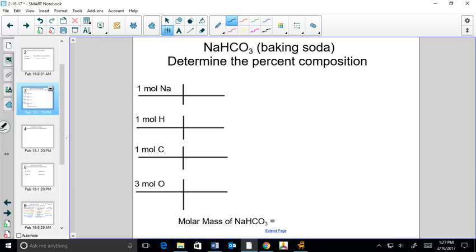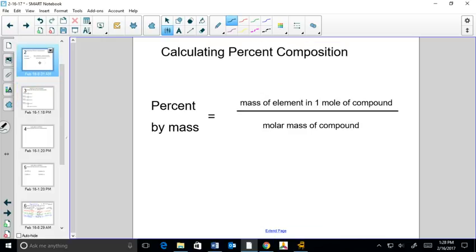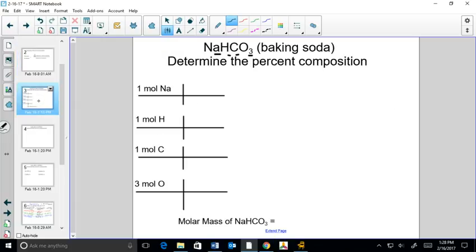So let's take this example of NaHCO3, baking soda. If we want to determine the percent composition of them, we begin with our mole ratio that's taken from the formula. 1 Na, 1 H, 1 C, 3 O's. And we want to change that moles into grams because we have mass. We want mass, which is always in grams. So therefore, for sodium, we're going to use the molar mass of that, 22.99 grams in 1 mole.